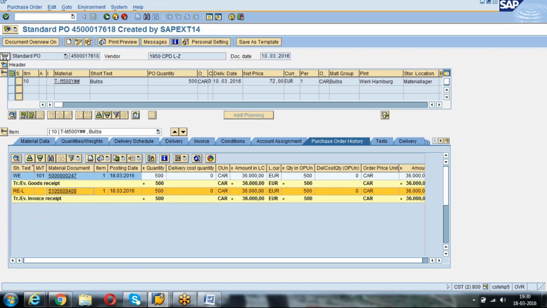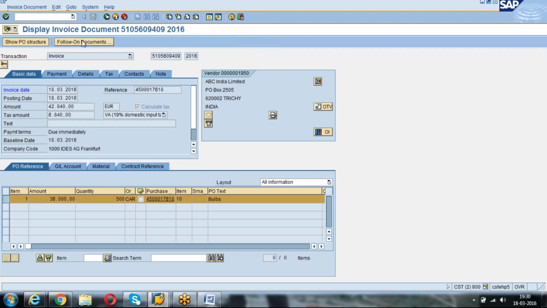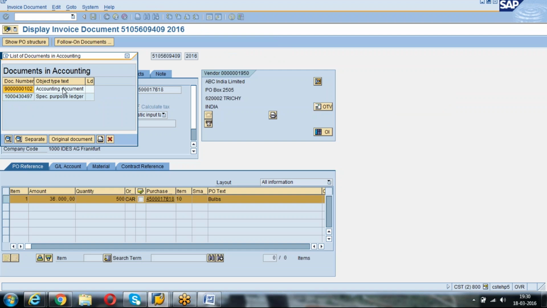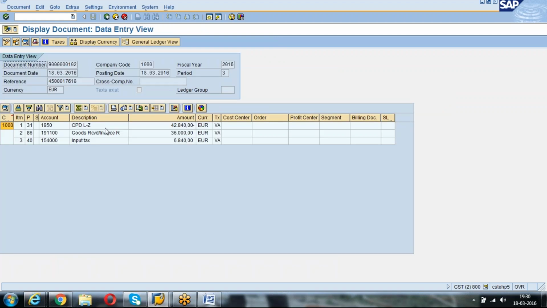Invoice receipt, how will be the entries? Follow on documents, accounting document. See, the vendor account, credit. GRIR debit, because in goods receipt it was credit, right? Opposite entry, debit. And the input tax will be the debit.